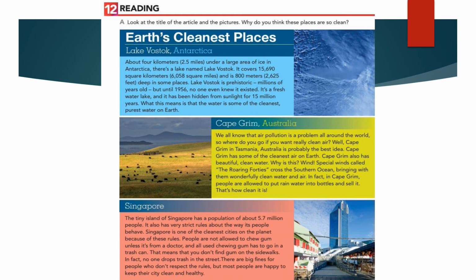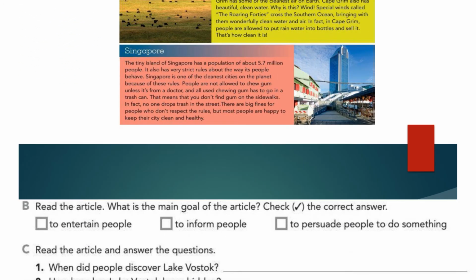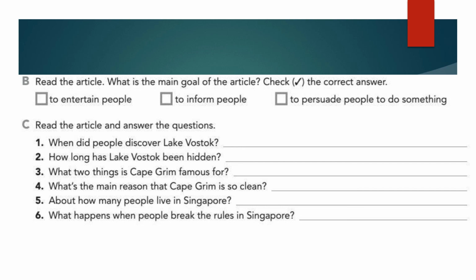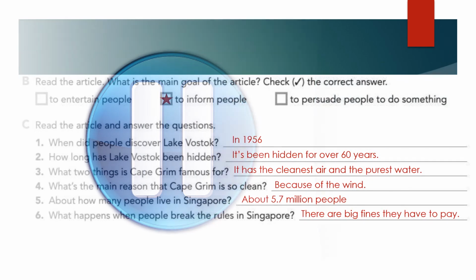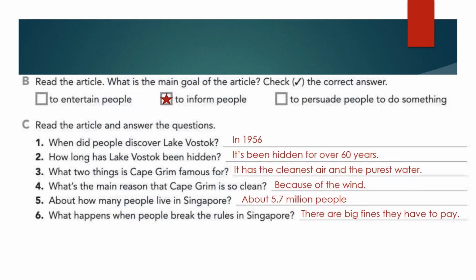To finish with this unit, let's work with reading number 12. Pause this video and work on exercises B and C. Part B. The main goal of the article is to inform people. Answers in Part C. 1. People discovered Lake Vostok in 1956. 2. Lake Vostok has been hidden for over 60 years.